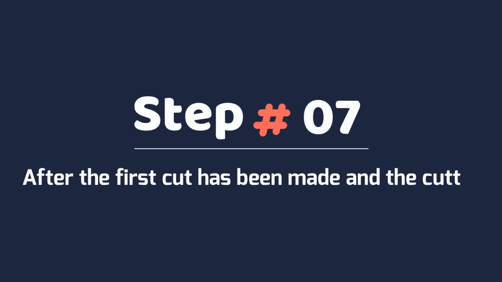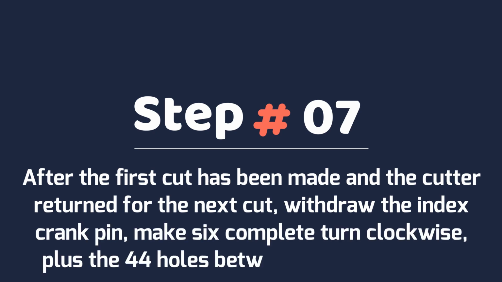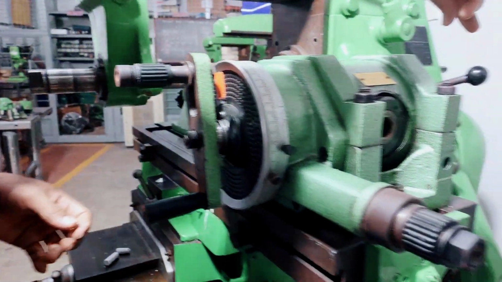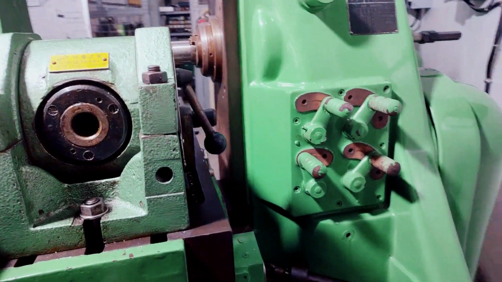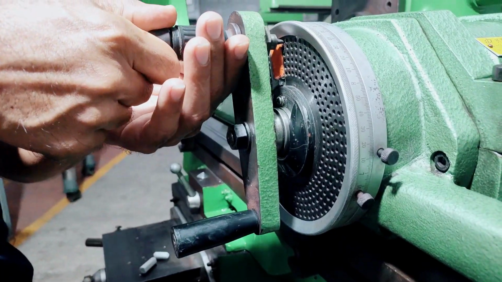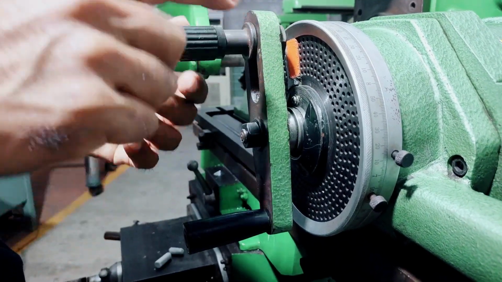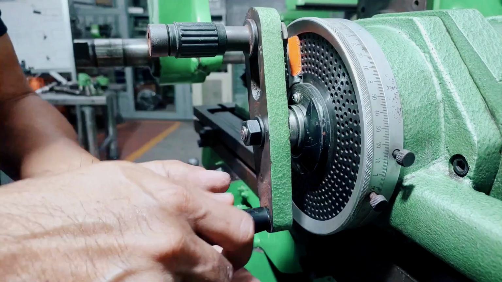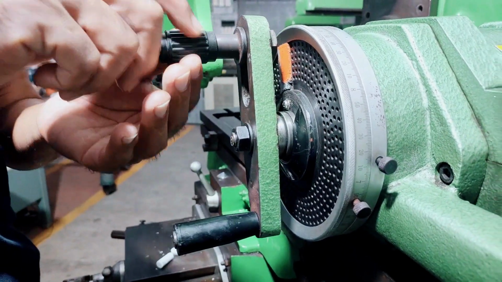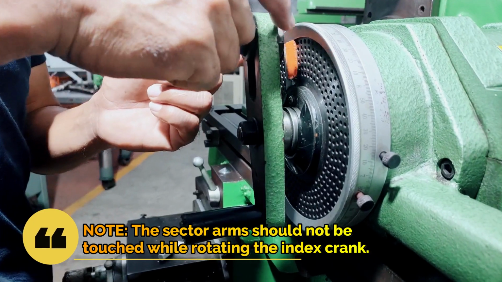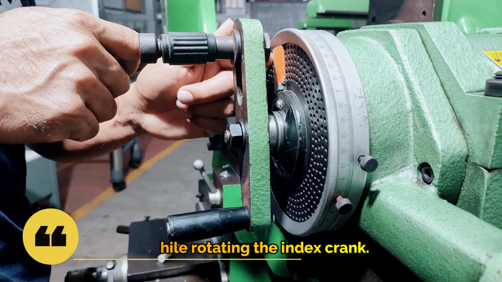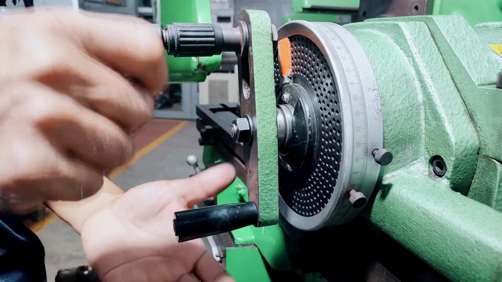Next step, after the first cut has been made and the cutter returned for the next cut, withdraw the index crank pin, make 6 complete turns clockwise plus the 44 holes between the sector arms. Before that, I will first unlock the spindle. Then I will withdraw the indexing pin. Since this dividing head has two handles, the indexing pin can stay locked and I rotate here, or I can rotate here. It is important that the indexing pin does not scrape when we turn it on the sector arm, because we would lose our setup.